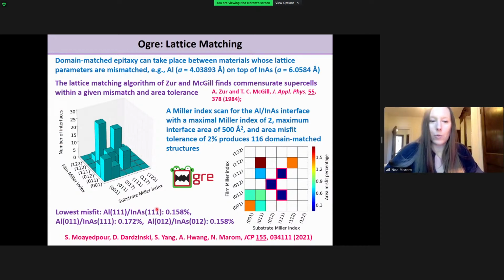We have 111, 111, and then aluminum 011 on indium arsenide 111, and 012 for both combinations. So 012 is a somewhat higher Miller index, so it's not something that's typically used. So we're going to go with the 111 substrate. And then of these 2 interfaces, the 111 on top of 111 has a slightly lower misfit. So it's somewhat more likely, and we're going to focus on this one.